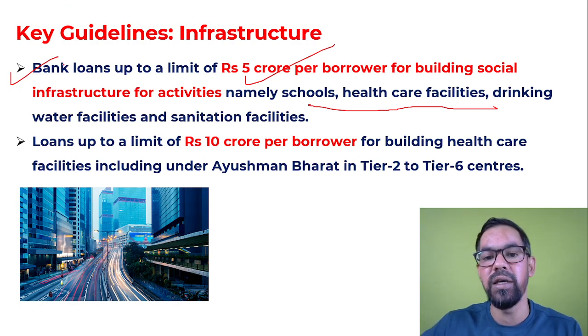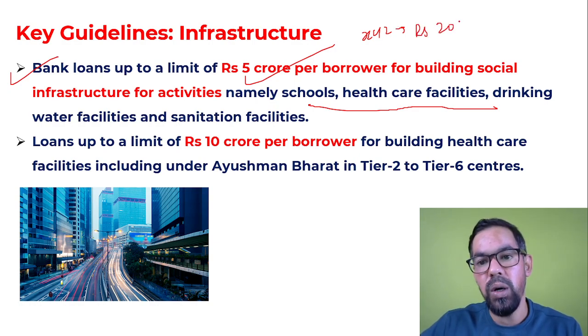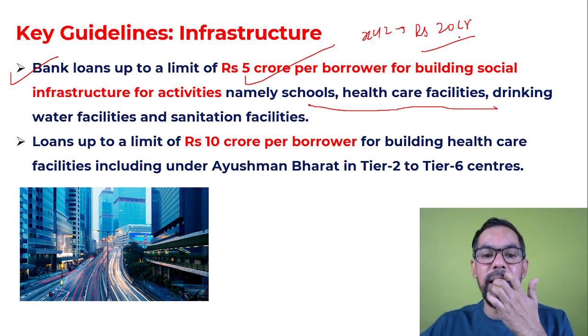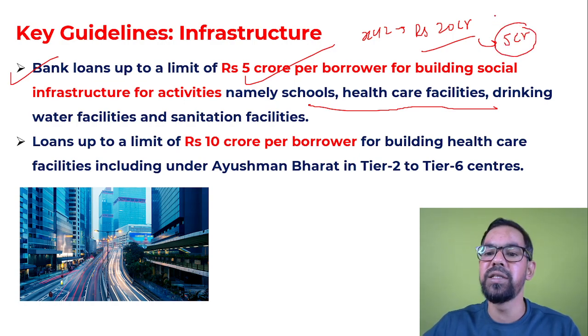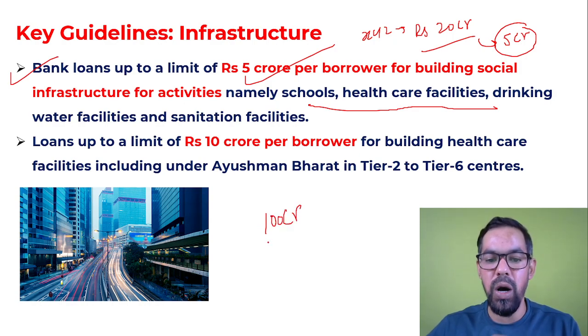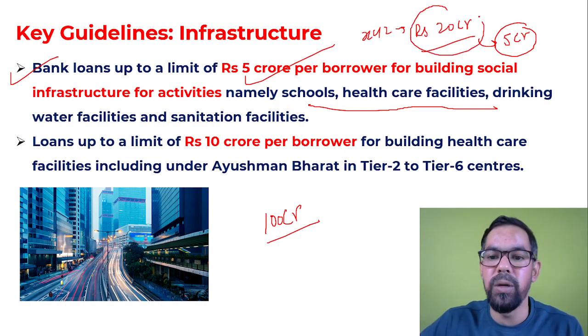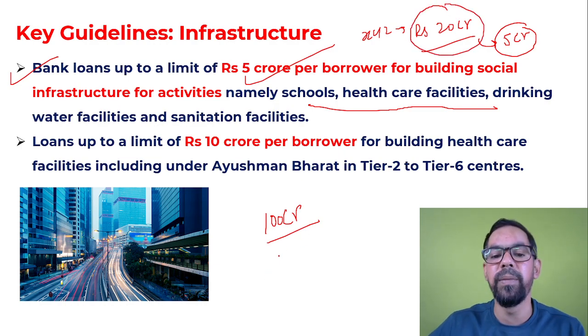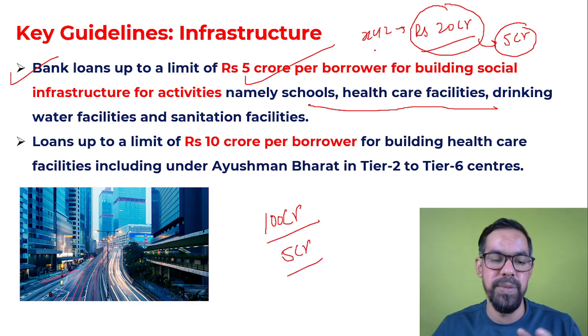Let's say a bank gives a loan to XYZ company for construction of a hospital worth 20 crore rupees. When it reports for the PSL norms, out of this 20 crore it can report 5 crore rupees in PSL target. Let's say this bank has a target of 100 crore rupees. Out of this, RBI will not consider the 20 crore rupees loan in PSL. It will consider only 5 crore rupees, because this is as per the guidelines. I hope you're getting this.